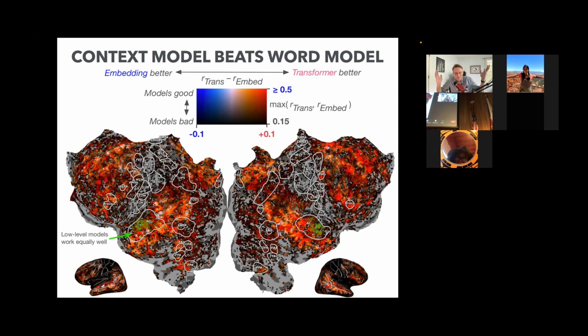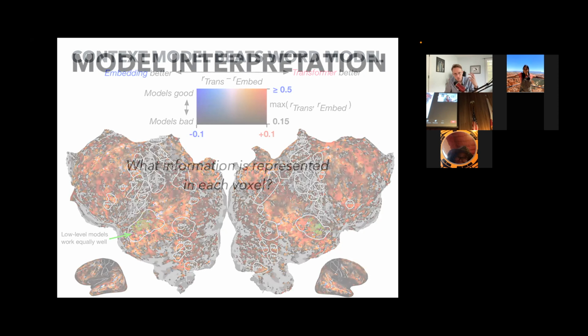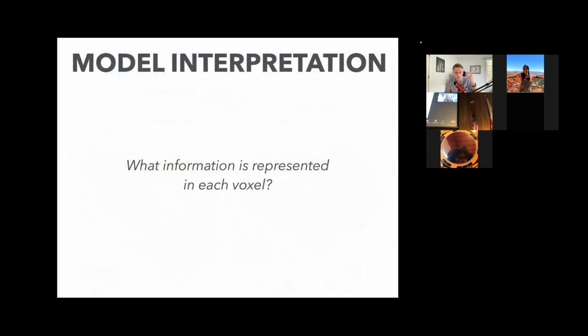But what is it? What are these areas actually responding to? What do they actually care about? What information is actually being represented in each of these voxels? So that's the next question that we attacked here. Once we had these models that work very well, we can ask, what does that tell us about the brain?